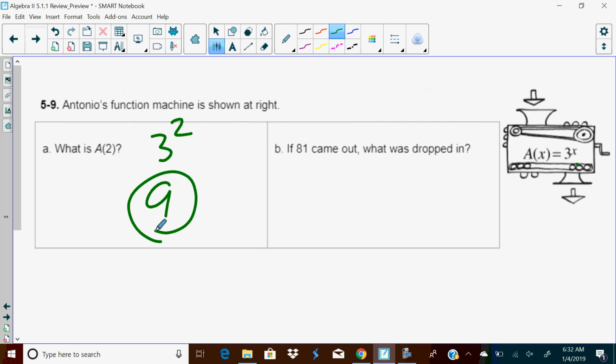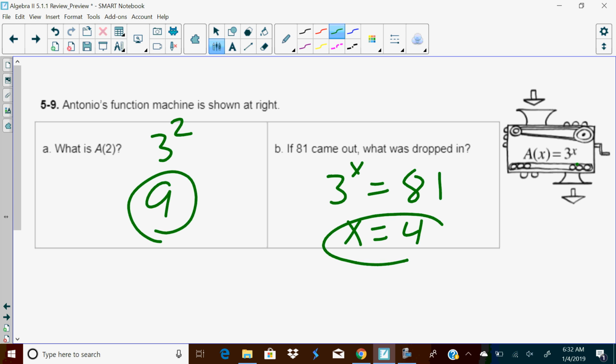B says if 81 came out, what was dropped in? So I'm looking for if I have 3 to the x equals 81. And I can just start plugging in numbers: 3 to the first, 3 to the second, 3 to the third. Turns out it's 3 to the fourth, so x would equal 4. So 4 is dropped in to get 81 out.